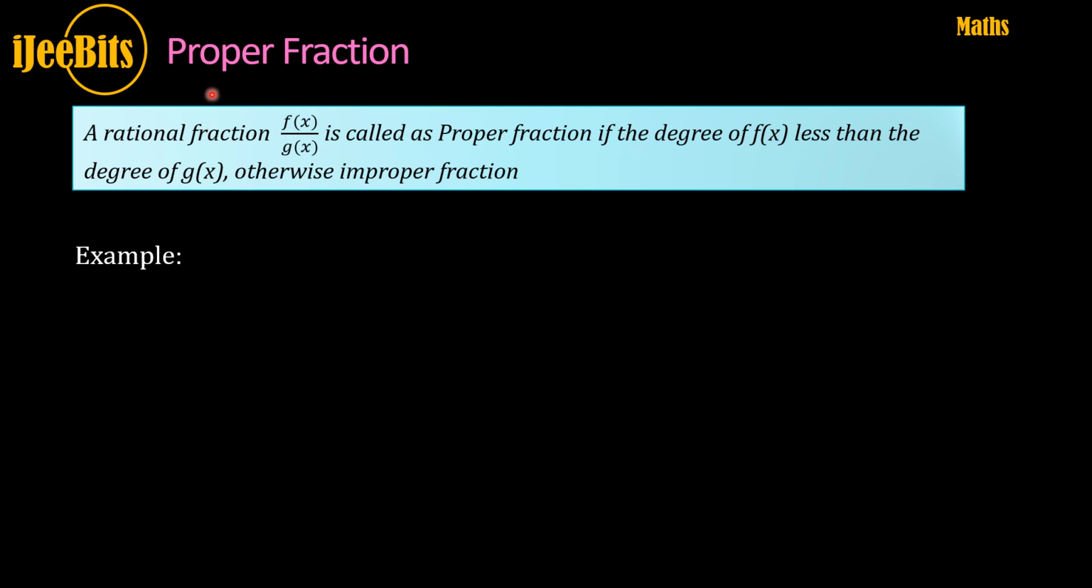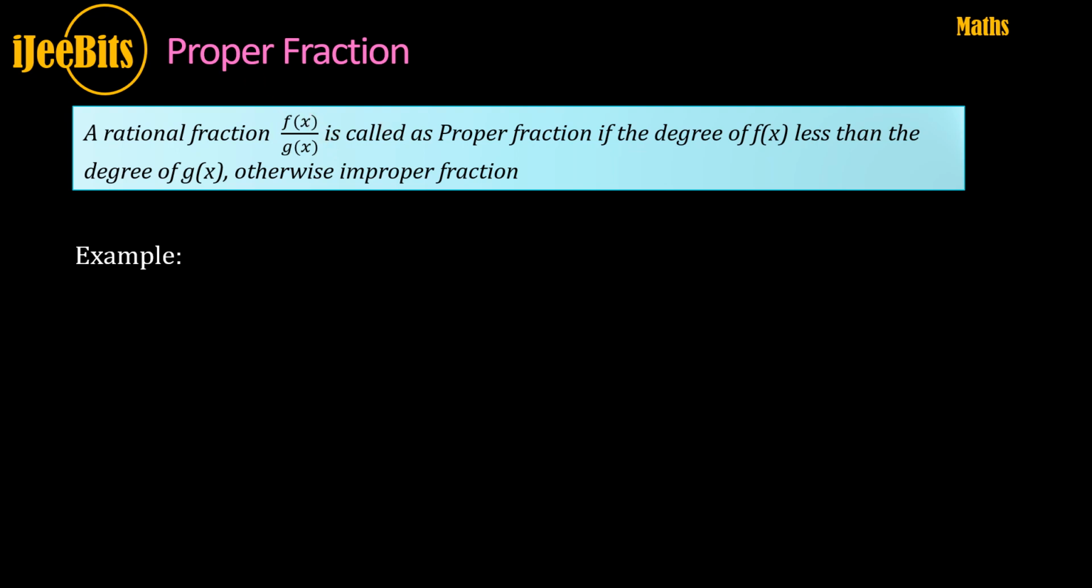Let's see the concept of a proper fraction. As we discussed, a rational fraction f of x by g of x is called a proper fraction with a condition. What is that condition? If the degree of f of x is less than the degree of g of x. Make a note, if the degree of f of x is less than the degree of g of x, then that rational fraction is called a proper fraction.